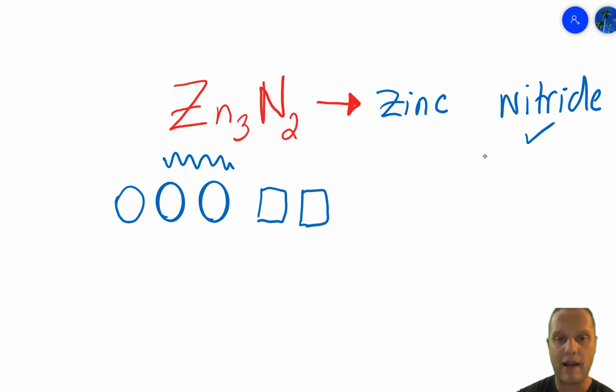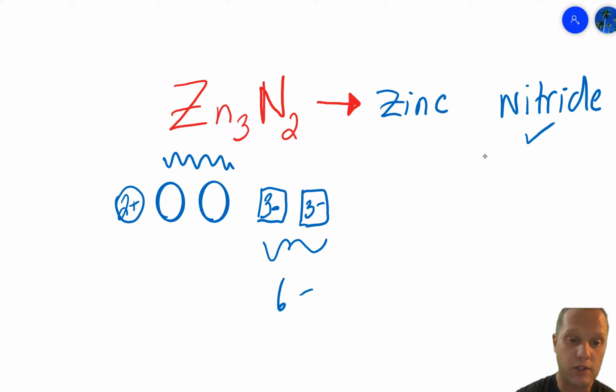The charges still match up. Nitrogen, which is in group 5, will have a 3 negative charge, which adds up to a total of 6 negative because there are 2 nitrogen or nitride ions. Zinc, we just found out, has a 2+ charge, and there are 3 of them. And that adds up to a 6+ charge.